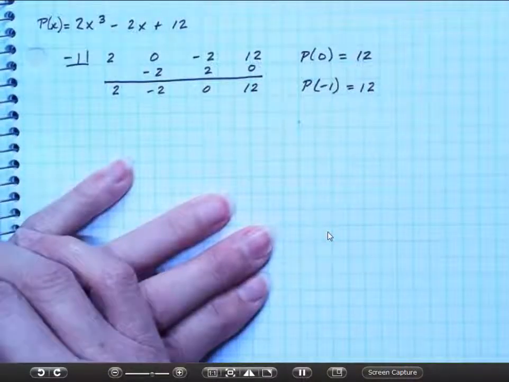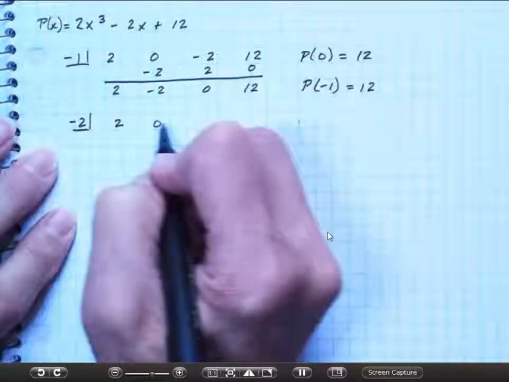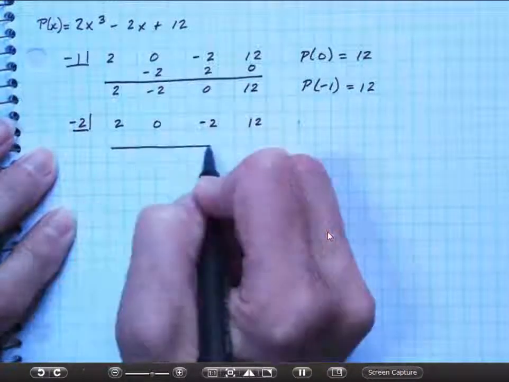I'm going to go to my next negative 0. And again, I'm using my integers rather than my fractions. Just easier to deal with. And I'm going to try negative 2.